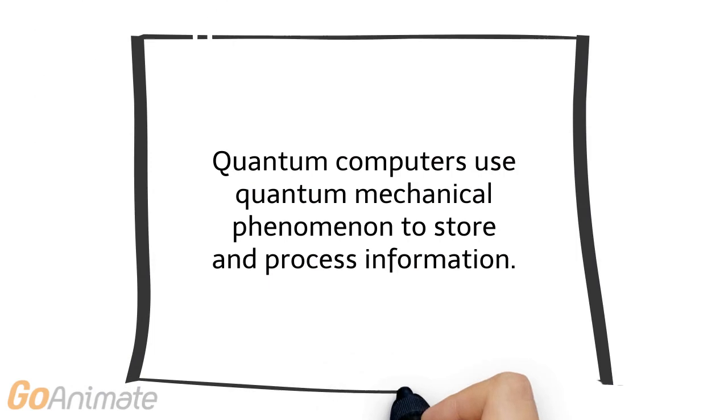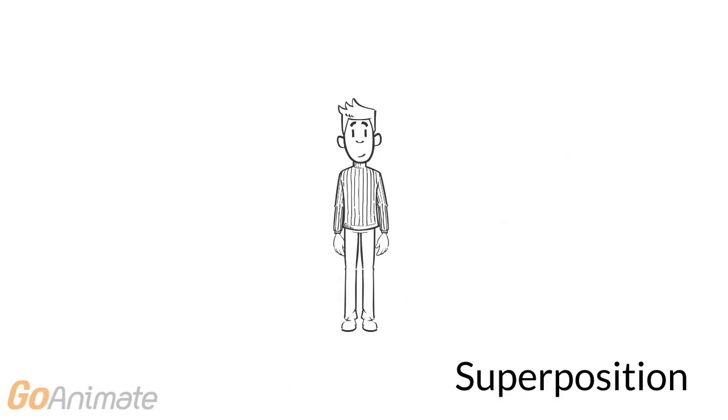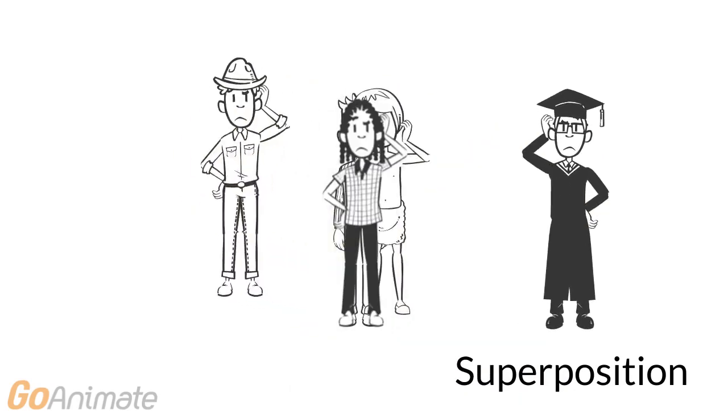Quantum computers use quantum mechanical phenomena to store and process information. Modern quantum computers currently leverage the principles of superposition and quantum entanglement to perform calculations. In the quantum world, superposition is the idea that one thing can exist as a combination of two or more things.